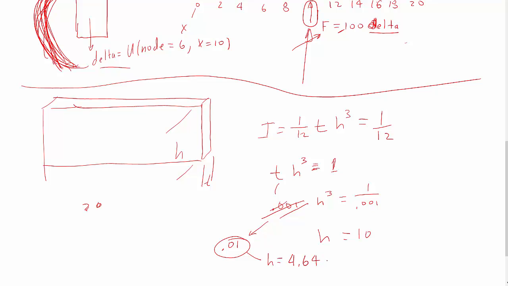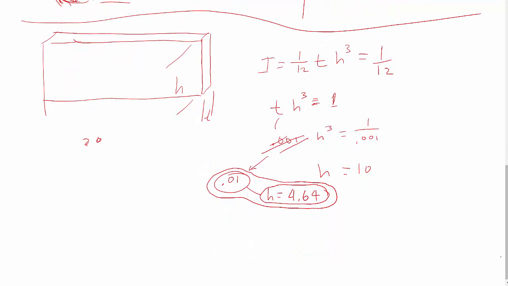which I'm going to accept. It may not be perfect, but I'm going to accept this to run my 2D case. My 2D case will have a thickness equal to this, and a height of that beam equal 4.64. And I'm going to take off and do the 2D case now.